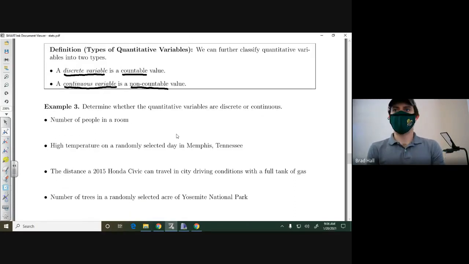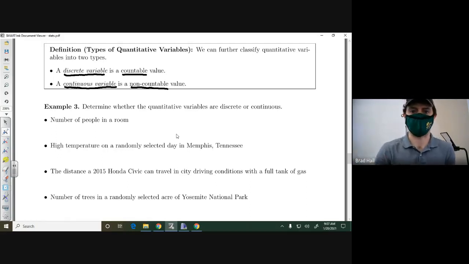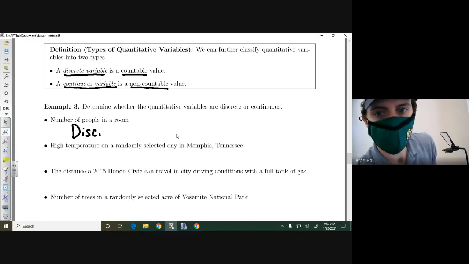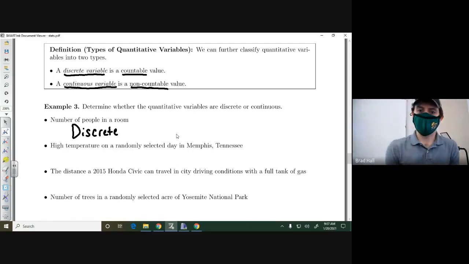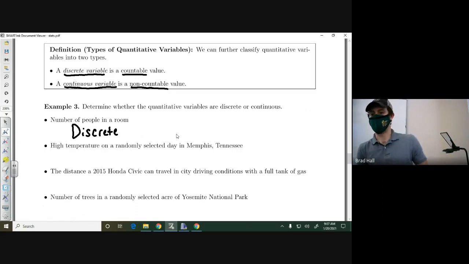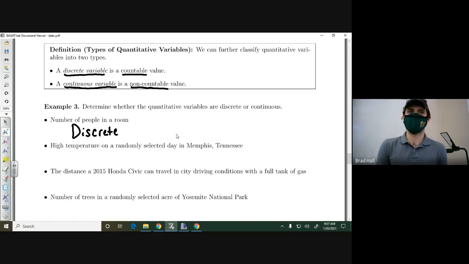So the number of people in this room, is that countable or not countable? 1, 2, 3, 4. Okay, that was easy. This is countable, so it's discrete. High temperature on a randomly selected day in Memphis, Tennessee. Is temperature countable or is it continuous? This is where it gets a little interesting. Temperature is continuous.